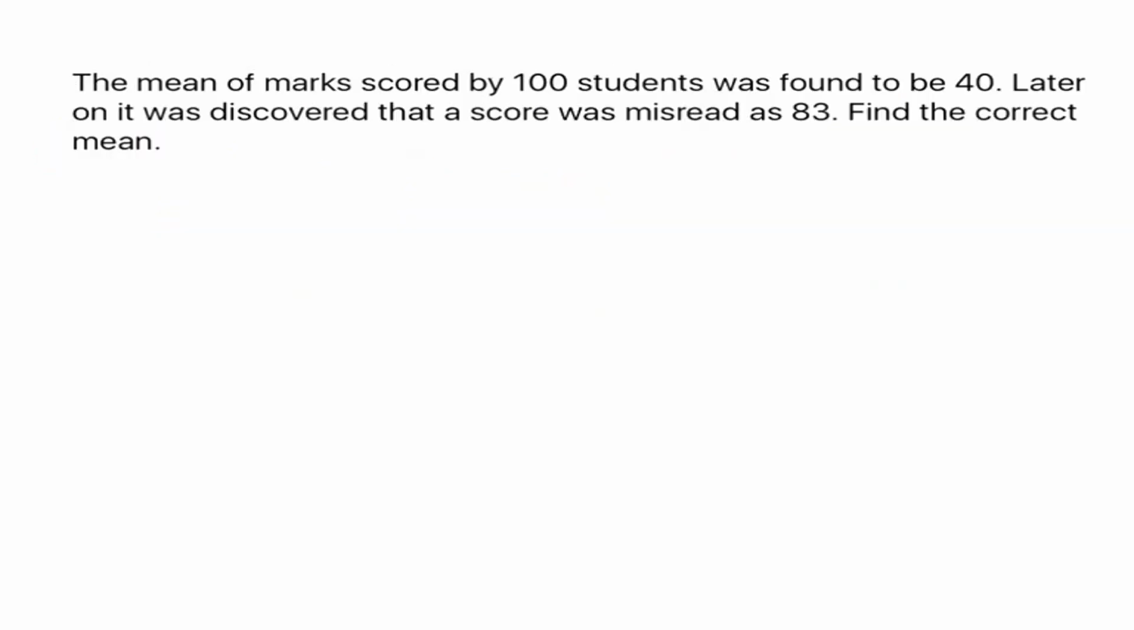Next question we have: the mean of the marks scored by 100 students was found to be 40. Later on it is found that a score was misread as 83. So we have to find out the correct mean. For this, the number of observations, which we can represent by n, is 100. Now we know mean is the sum of the observations divided by the number of observations, that is n. Mean is given as 40 in the question.